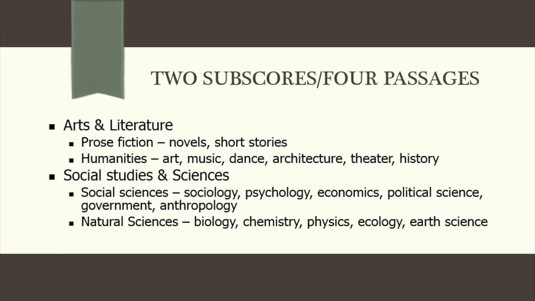The second subscore is social studies and sciences. Social sciences will be anything we teach in our social studies department: sociology, psychology, economics, poli-sci, government, anthropology. The natural sciences are something to do with nature: biology, chemistry, physics, ecology, earth science.